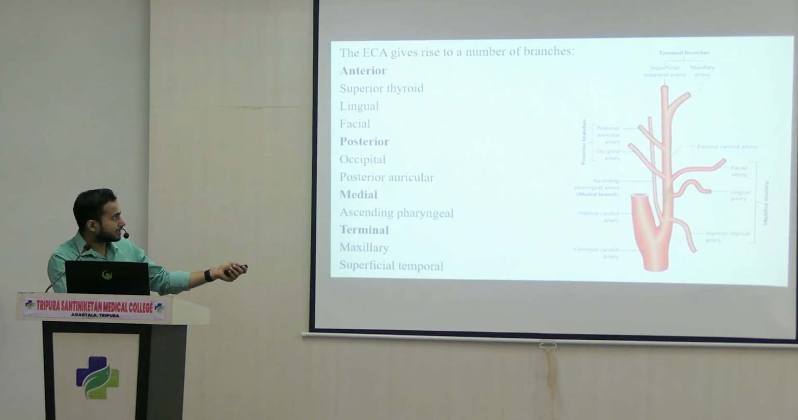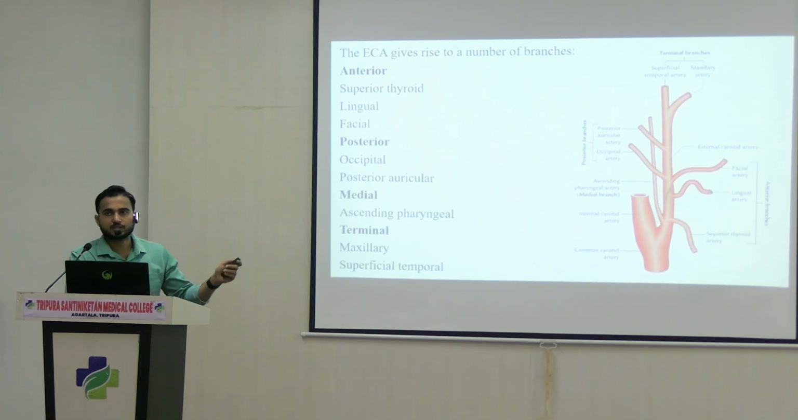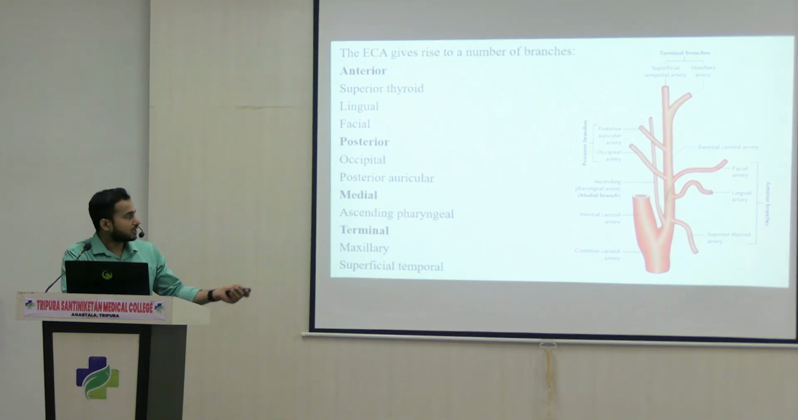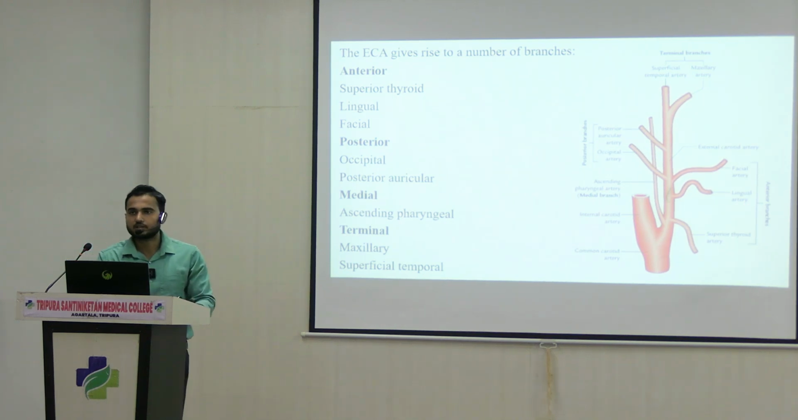So I hope you can see the diagram. These are the anterior branches, these are the posterior branches, this is the medial branch, and these are the terminal branches. Like this, the divisions are there for the external carotid artery. Now, in the anterior branches, the arteries arising, as you can see, are the facial artery, lingual artery, and superior thyroid artery. The first branch is the superior thyroid artery, after that the lingual artery, and then the facial artery. For the facial artery, we have already discussed the course, branches, and termination.